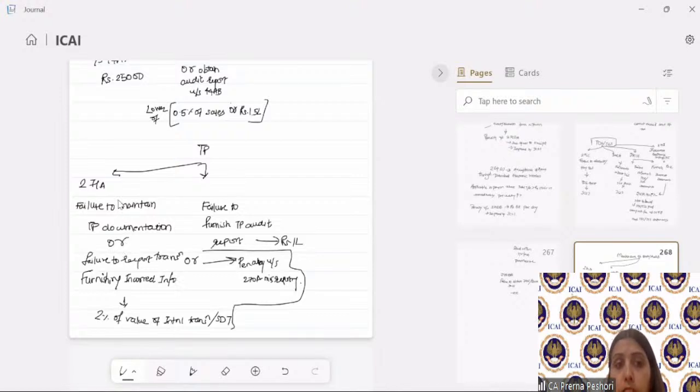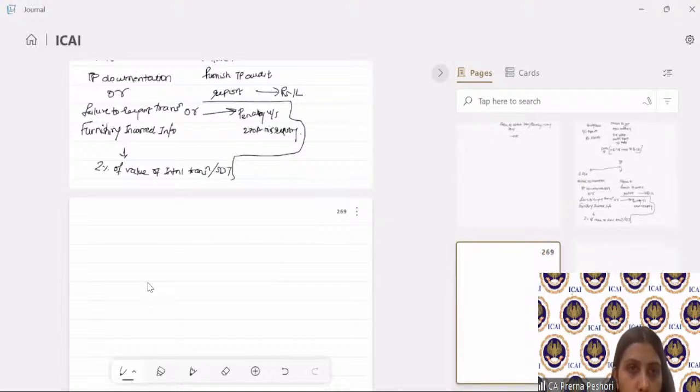So first under TP is failure to maintain the TP documentation, or failure to report the international transaction, or furnishing incorrect information, or even for that matter, failure to furnish the information called for by the transfer pricing officer. All that will be 2% of the value of the international or specified domestic transaction. Is that clear? So here you can write one more: failure to furnish transfer pricing information called by TPO. Clear?